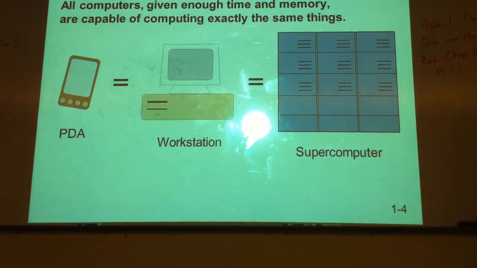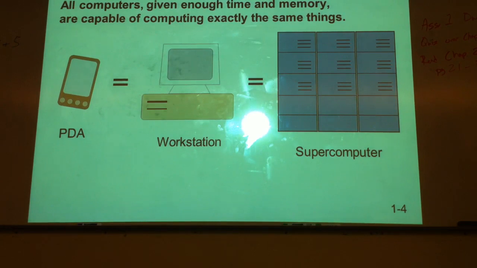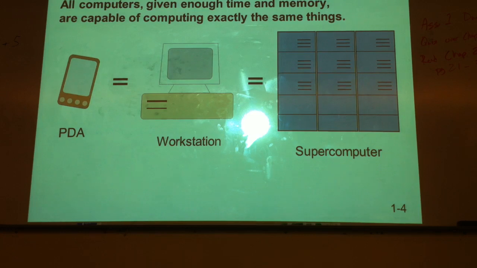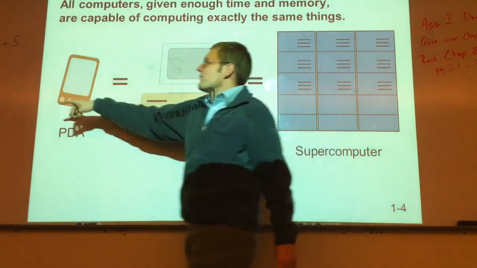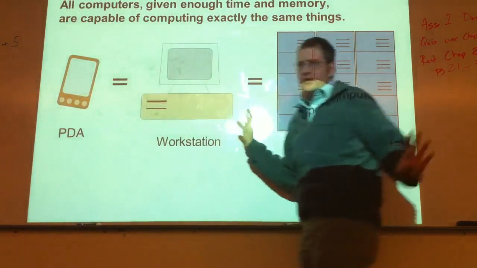Does anyone disagree with this? Any computer, given enough time and memory, is capable of computing exactly the same thing. No arguments? Yeah. A computer that doesn't have a graphics card, for example, might have enough memory to do some calculations but might not be able to output them. Well, I guess the problem would be, let's just do addition. Let's do x plus 5. Let's say both computers can do that addition.